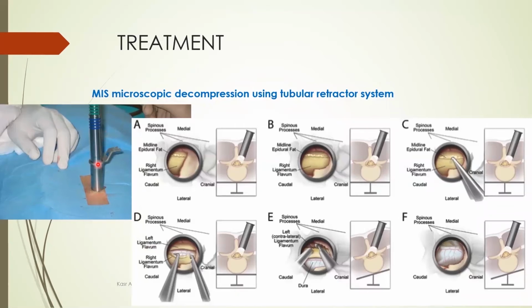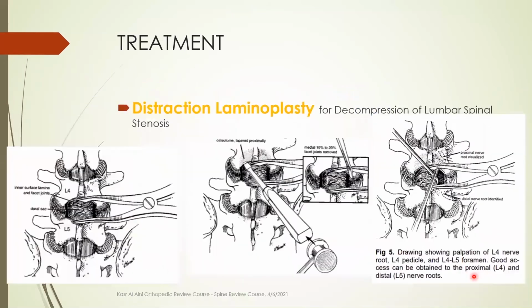A minimally invasive tubular retractor and dilator system gives us the full job through a small incision of around 2 cm. Also, you can do contralateral decompression by tilting the table. Distraction laminoplasty: you preserve most of the lamina, all the lamina, and do the full job of decompression, which gives you a large bed for fusion.